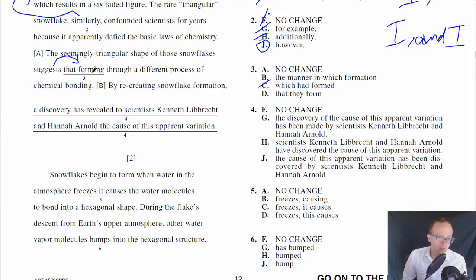So the seemingly triangular shape of the snowflake suggests that forming through a different process of chemical bonding. So here this infinitive form, the forming, is not going to work out. Suggests the manner in which formation through a different process of chemical bonding. So here, suggests the manner in which formation could work if it looked a little bit different. So the manner in which the formation happened occurred differently, but based on our sentence structure, this B cannot work. It's just that they form through a different process of chemical bonding is the only one that's going to work. It suggests what? It suggests that they form through this process.